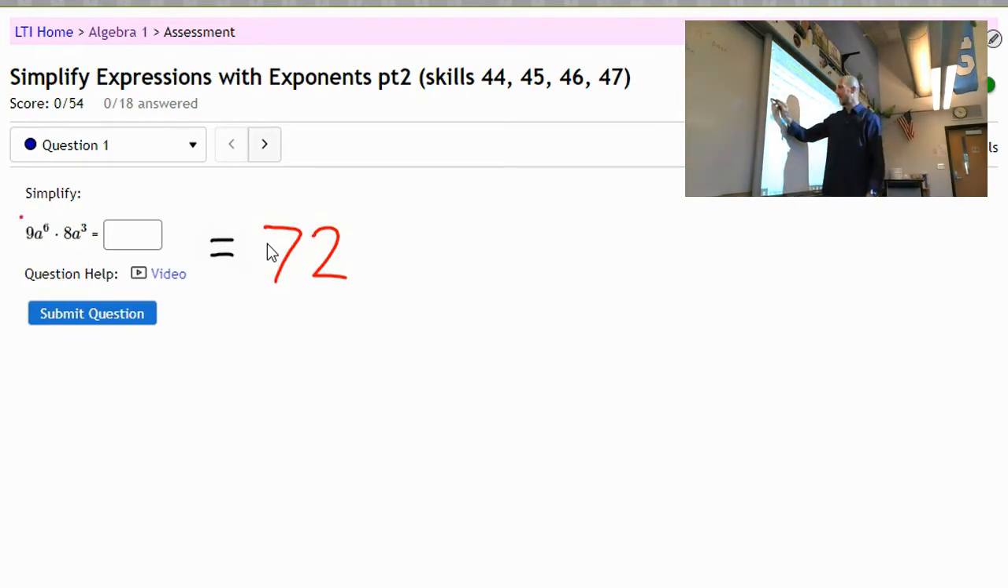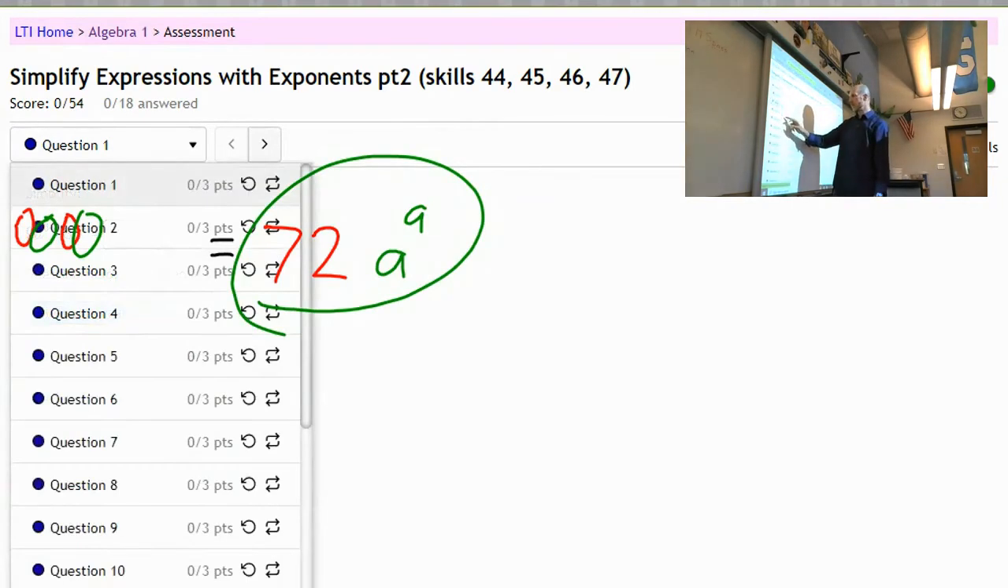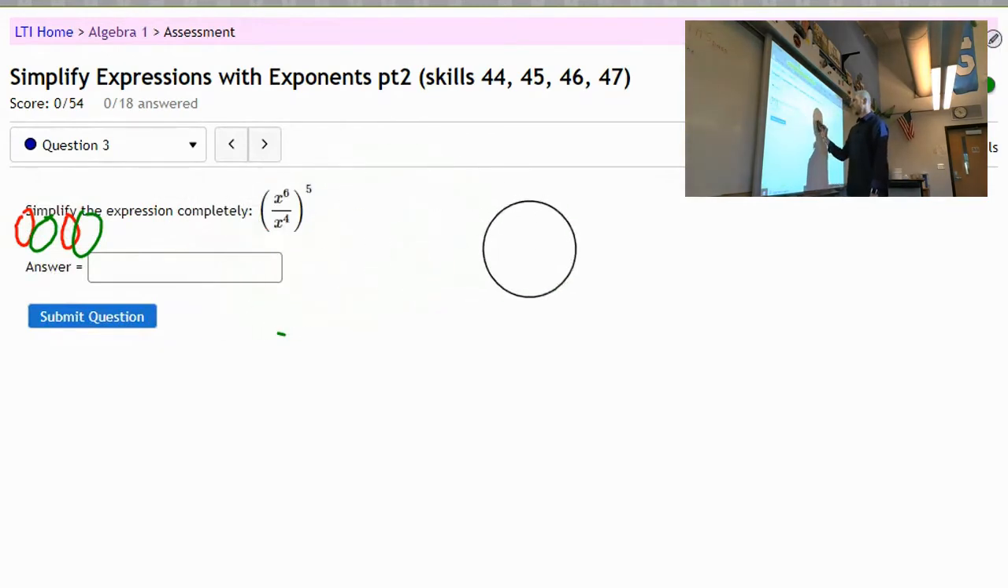And then I've got a to the power of 6 and a to the power of 3. Those are being multiplied together. In a multiplication problem involving the same base with exponents, we don't multiply. We add the exponents together. So 6 plus 3 is 9, a to the power of 9. All right, so a couple of steps.